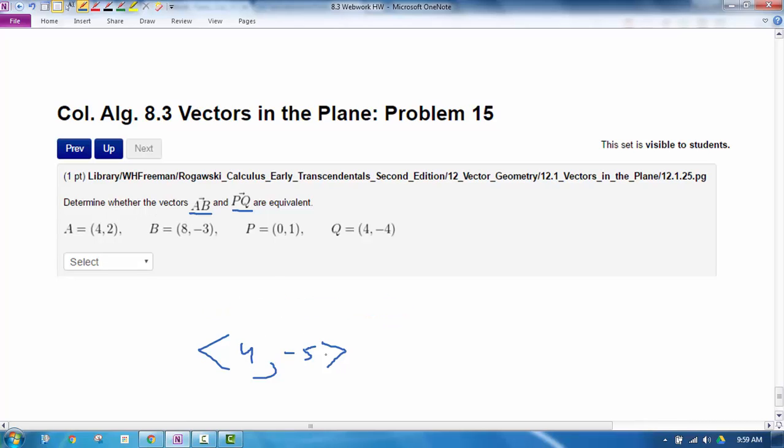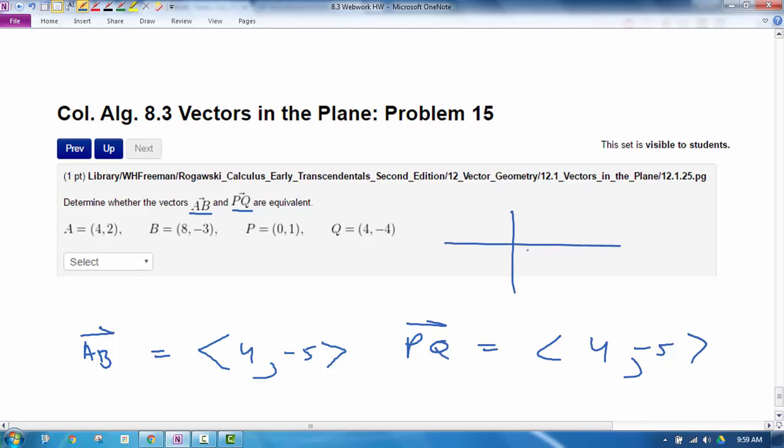Let's do the same thing with PQ. So this is AB. PQ, we're going to do the same thing. We do negative 4 minus 1, which is negative 5 for the y coordinate, and 4 minus 0, which is 4 for the x coordinate. So both of these vectors go over 4 down 5. If you were to graph A and B, you'd see that to get from A to B, you'd have to go over 4 down 5. If you graph P and Q, you'd see that to get from P to Q, you'd have to go over 4 down 5. So they are equivalent.